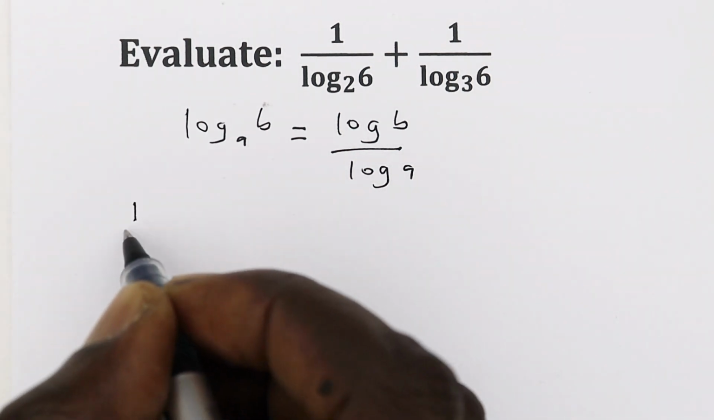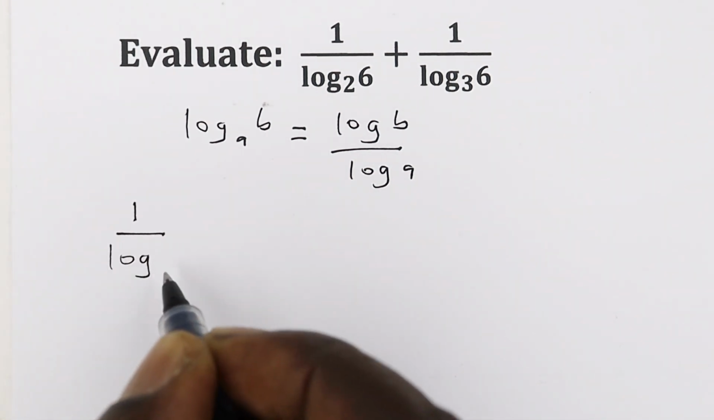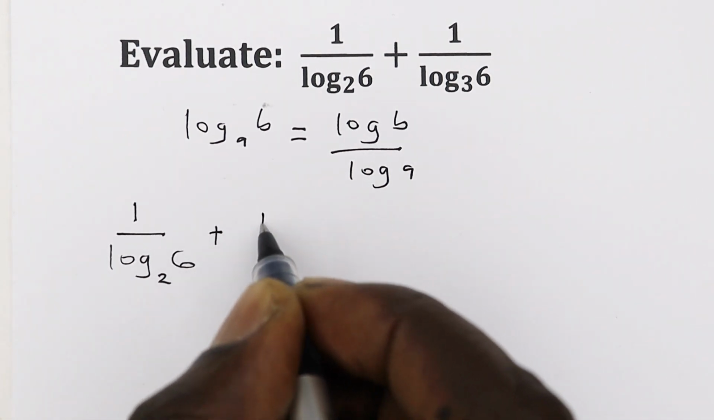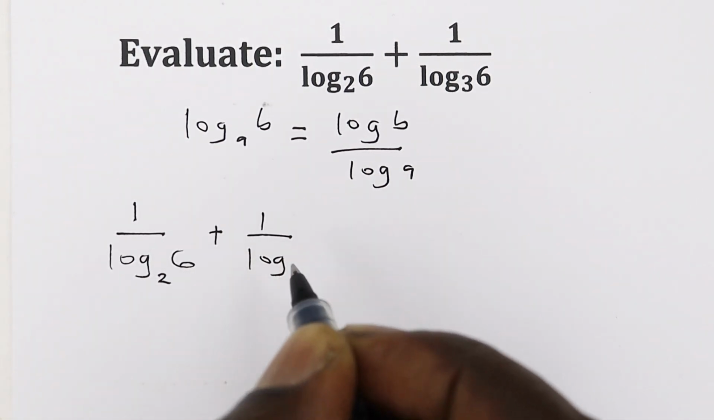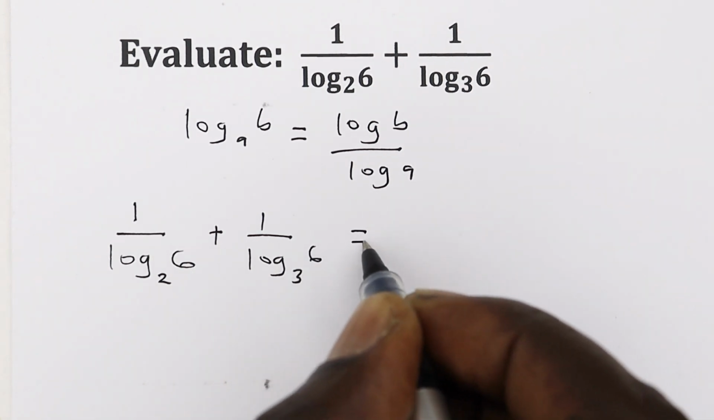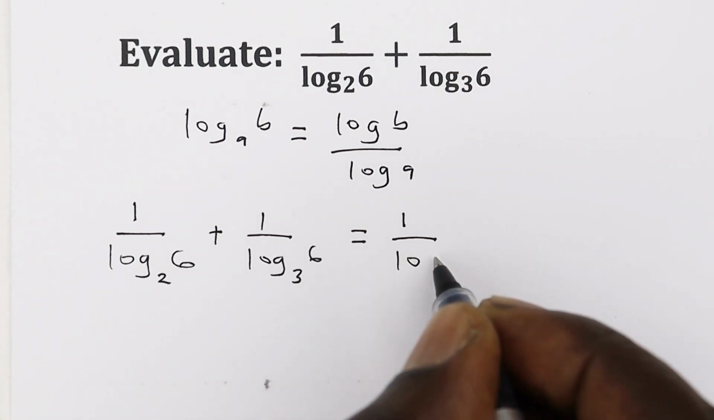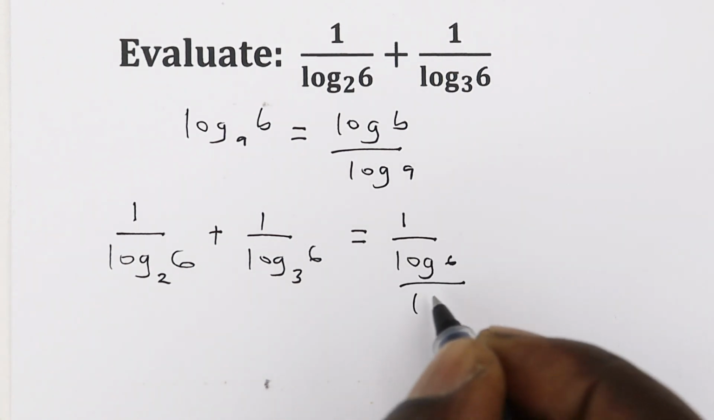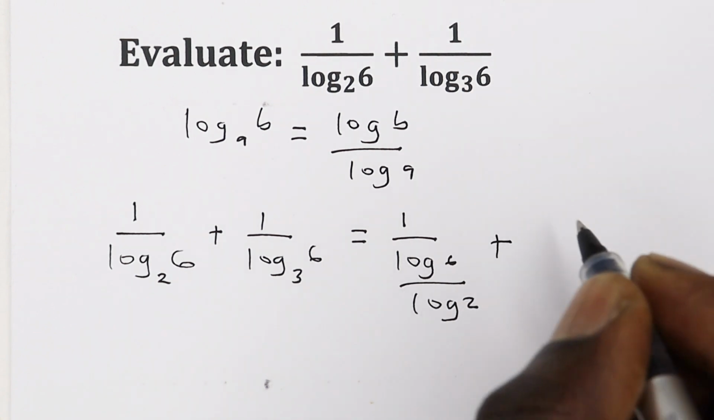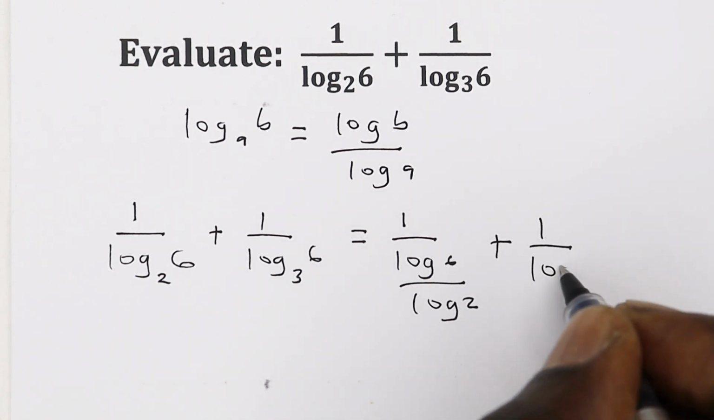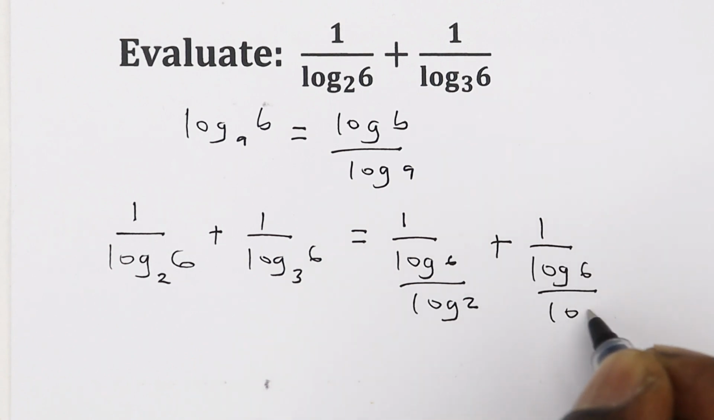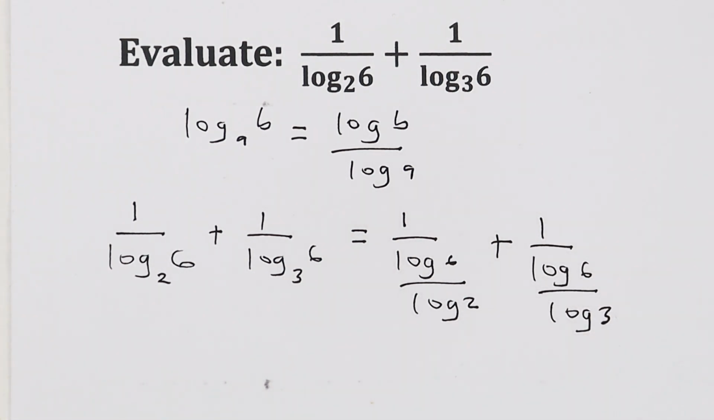So what we have is 1 over log to base 2 of 6 plus 1 over log to base 3 of 6. Now if we apply this, we're going to have the first one as 1 over log of 6 over log of 2, plus the second one, which is 1 over log of 6 over log of 3. So now we can see that 1 over a particular number is the same as the reciprocal of the denominator.